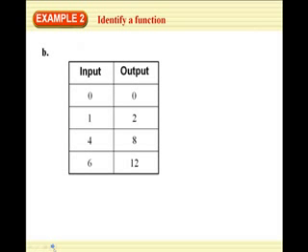So let's check out another one. So on B, all right, so we put in a 0, we get out a 0. That's all right. We put in a 0, we get out a 0. We put in a 1, we get out a 2. We put in a 4, we get out an 8. We put in a 6, we get out a 12.